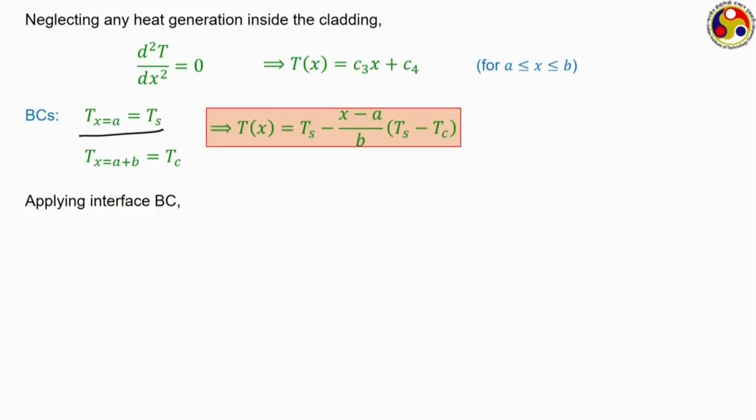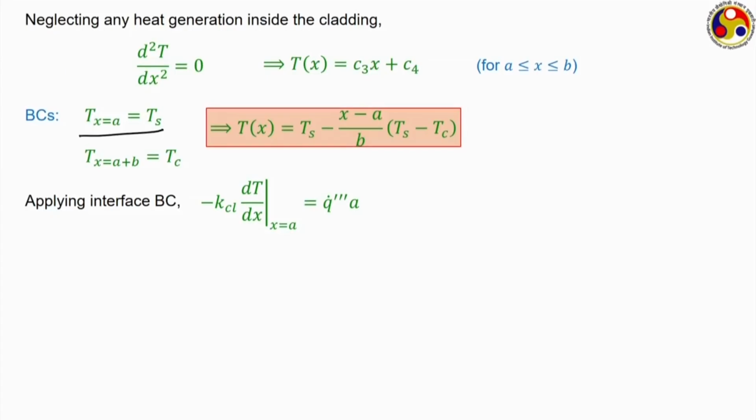And here we can use the second condition, that is the rate of heat transfer. Conduction is the only mode of heat transfer here, because both fuel and cladding are solids. So, minus k dT/dx at x equal to a should be equal to the total amount of heat flux that is getting transmitted through that phase.